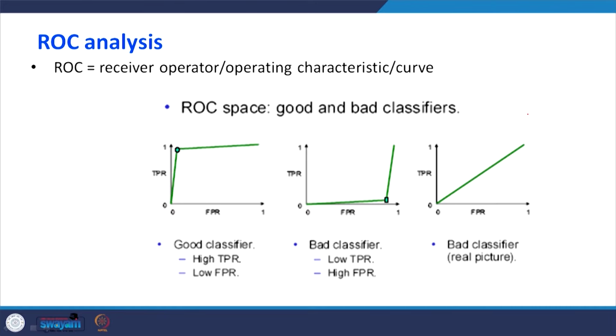See the ROC curve, the receiver operating characteristic curve, in ROC space: good and bad classifiers. Look at this one, this is a good classifier. Why do we say it is a good classifier? High true positive rate and low false positive rate. This one we say is a bad classifier because of low true positive rate but high false positive rate. This one is also a bad classifier because both are equal.